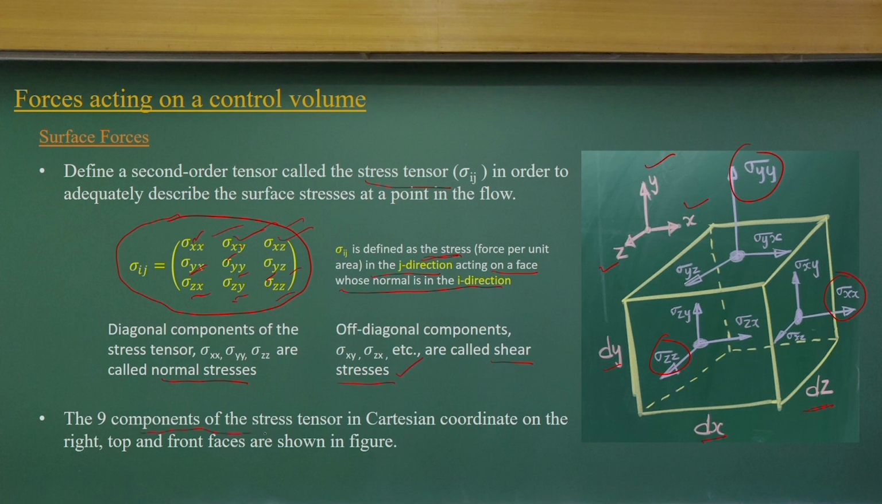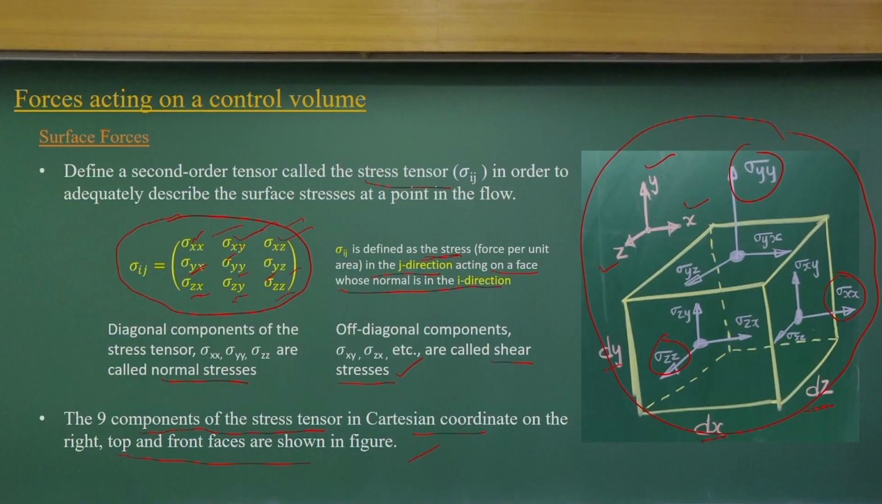So, these nine components of the stress tensor in Cartesian coordinates define this surface. We can solve the problems considering the surface force defined as stress tensors, defining a normal stress and the shear stress components. The normal stress is a composition of the pressures and the viscous stresses, whereas the shear stresses are only the viscous stresses.